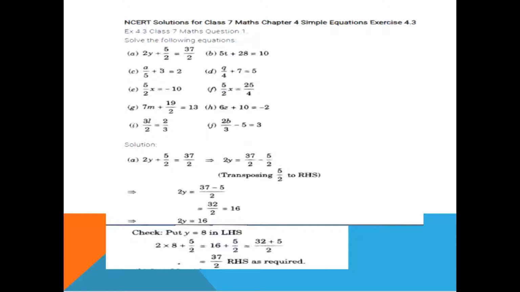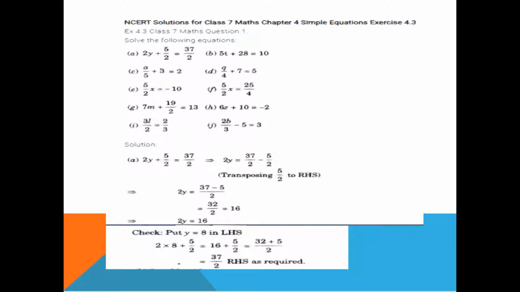In exercise 4.3, question number 1 is: solve the following equations. In part A, we have been given 2y plus 5 by 2 is equal to 37 by 2. So we have to transpose 5 by 2 to the right hand side. Transpose means we have to change the side by changing the sign also. We'll write 2y is equal to 37 by 2 minus 5 by 2.